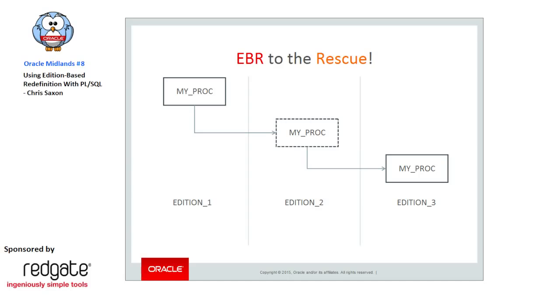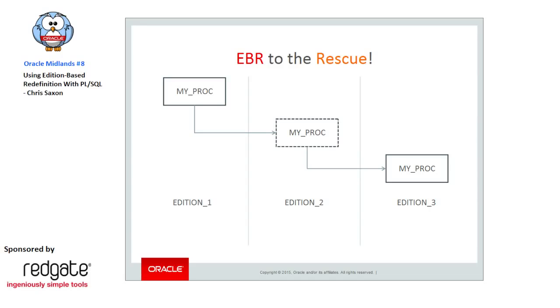So I've grayed out, we've got the little dashed boxes to show that although we haven't actually changed them in edition 2, we've inherited the code that runs. So that means they exist in this edition unchanged from the previous one.